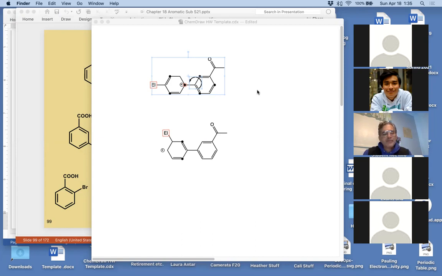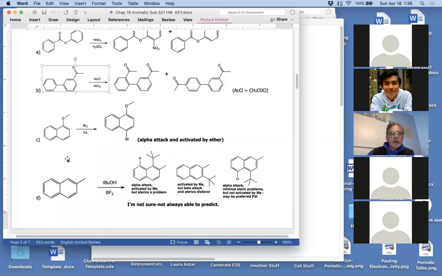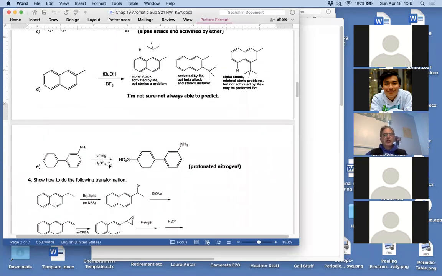Right. It's not going to go where the meta director is, because that's the less reactive ring. Meta directing means deactivating, means, hey, other ring. That's the major point here. Right. So with E, the only reason that it was on the ring with the NH2 was because of the H2SO4. Oh yeah, the sulfuric acid changes the amino group.